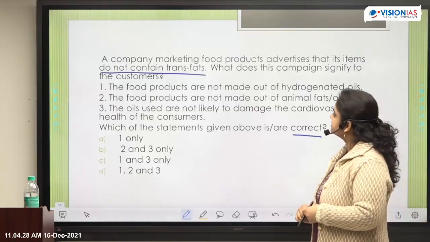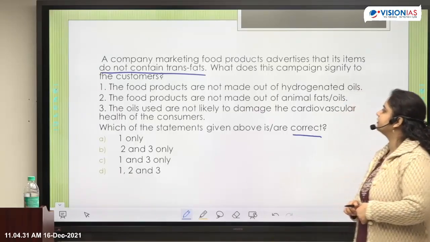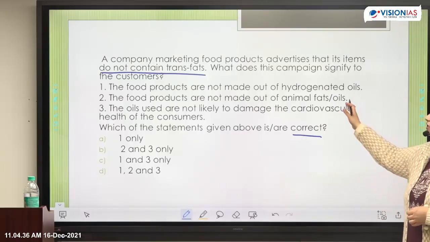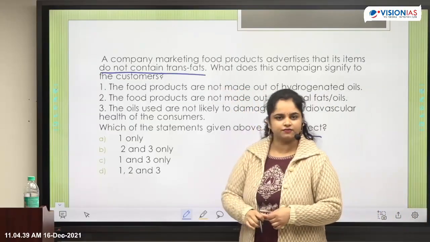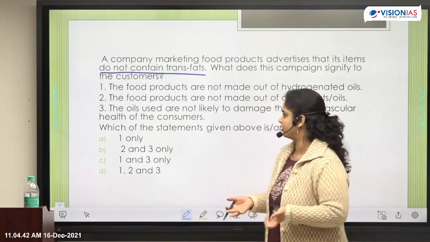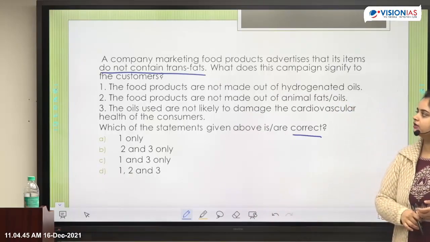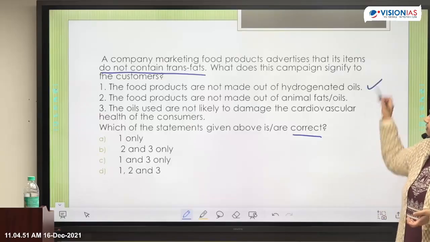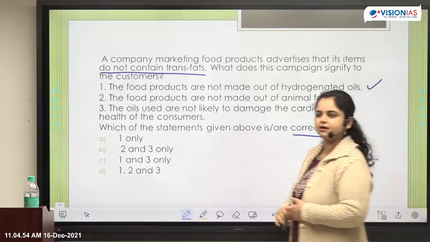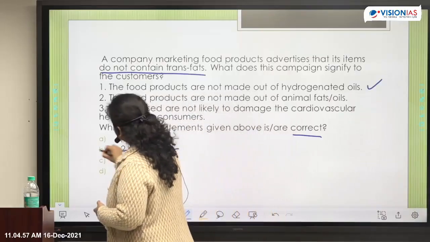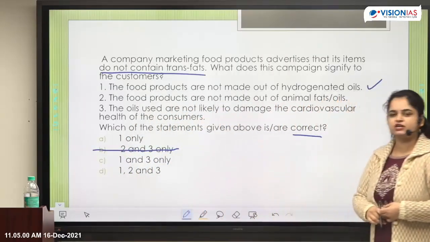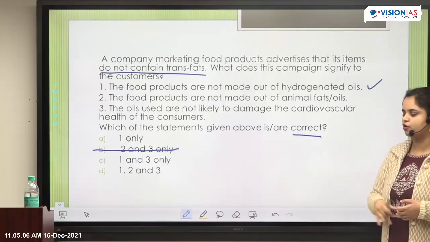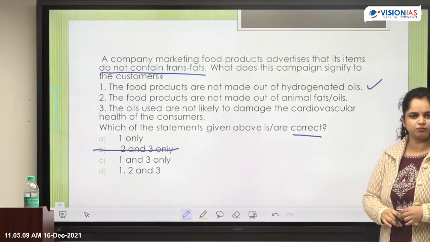The first one says, food products are not made out of hydrogenated oils. So we know hydrogenated oils are the trans fats. Trans fats are hydrogenated oil. So if it says no trans fats, that means no hydrogenated oils. First statement is correct. Now once we know statement number 1 is correct, we will go to our options and remove any option which does not have 1. That is option B. So out of 4 options, now we are left with only 3 to choose from.